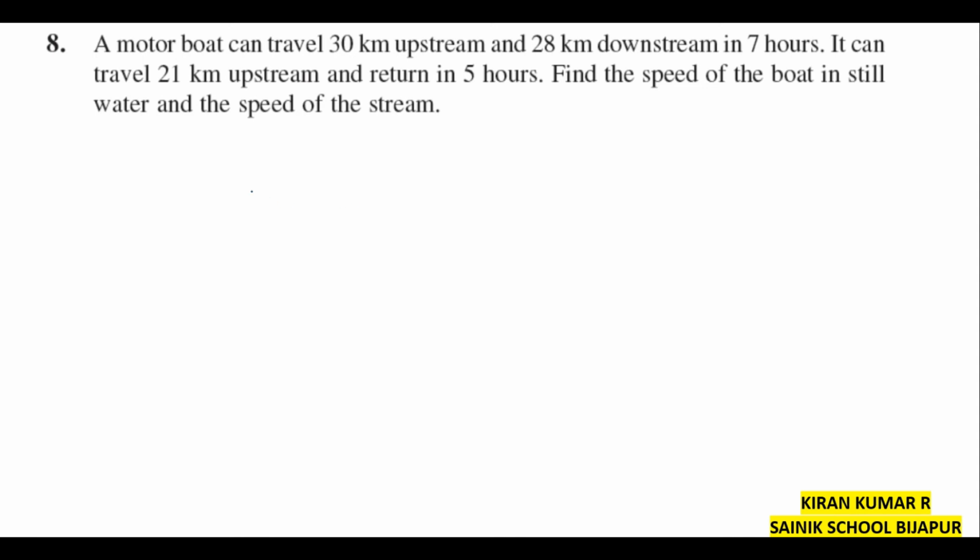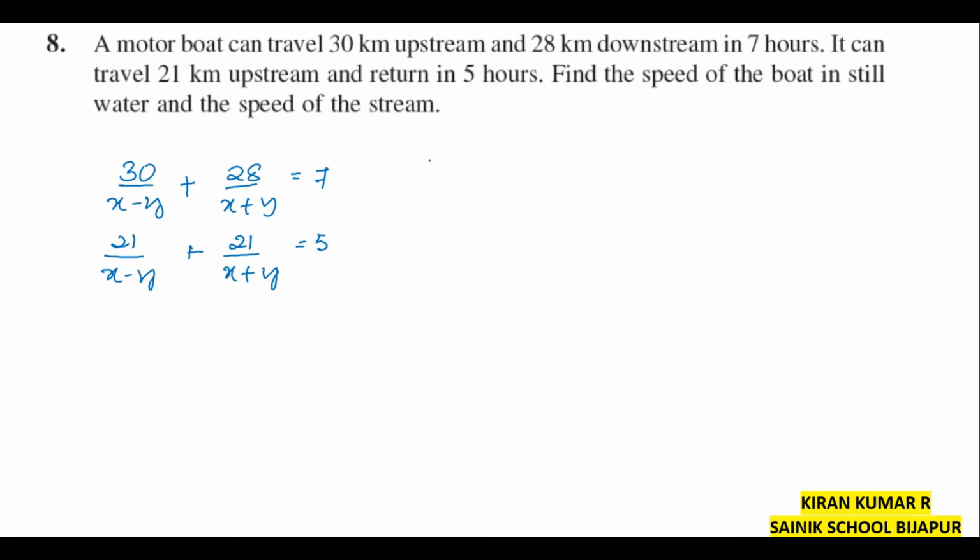The first equation obtained was 30 upon x minus y plus 28 upon x plus y equal to 7. And the second equation obtained was 21 upon x minus y plus 21 upon x plus y equal to 5. Now if I want to eliminate one of the terms here, I have to make the coefficients same.